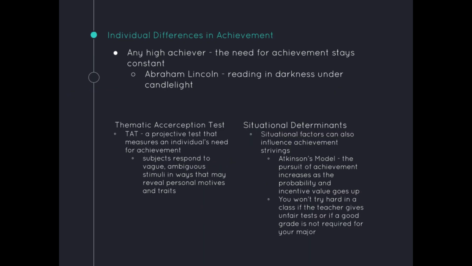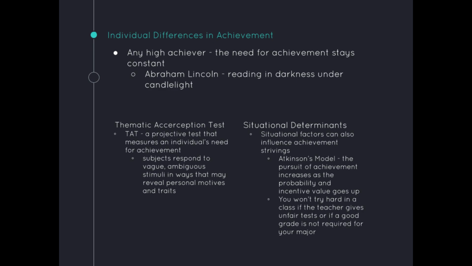Achievement: in search of excellence. Individual differences in achievement. In any high achiever, the need for achievement stays constant. For example, Abraham Lincoln reading in darkness under cannon fire. The Thematic Apperception Test, or the TAT, is a projective test that measures an individual's need for achievement. Subjects respond to vague, ambiguous stimuli in ways that may reveal personal motives.